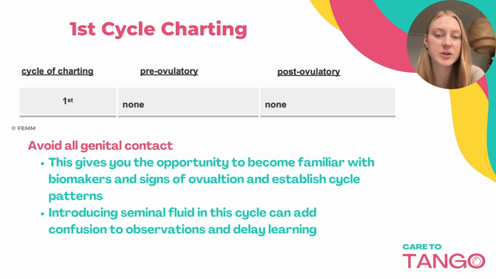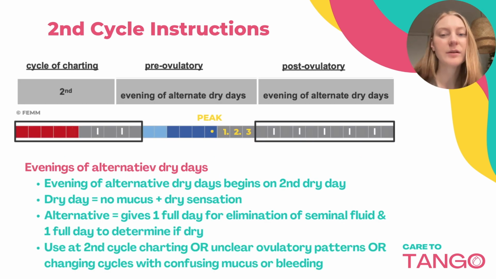establish your cycle pattern. Once you have charted one full cycle using your new charting techniques, you can start to have intercourse during this second cycle. Now, what you choose to do is up to you, but this is just our recommendation, and it allows you to get the most efficacy out of the FAMM method. During your second cycle, you can have intercourse during the evening of alternate dry days in the pre-ovulatory phase and the post-ovulatory phase.